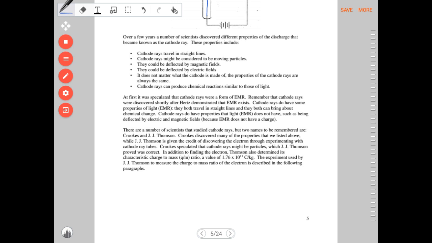So Q divided by M. Remember, Q is charge, M is mass. So he figured out the charge to mass ratio. Okay, a value for an electron would be 1.76 times 10 to the 11th coulombs per kilogram. Okay, so that's using the standard 1.60 times 10 to the negative 19 coulombs divided by 9.11 times 10 to the negative 31 kilograms. Okay, now the experiment used by J.J. Thomson to measure this charge to mass ratio is described on the next page in the following paragraphs.